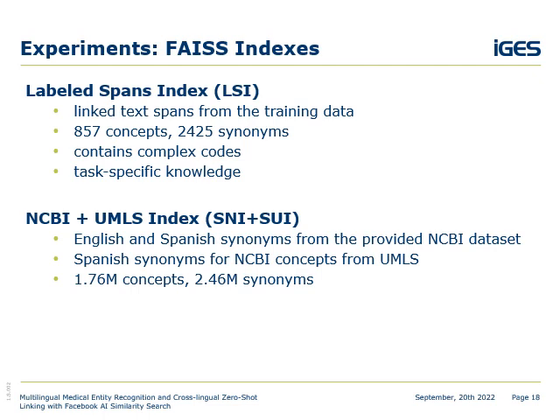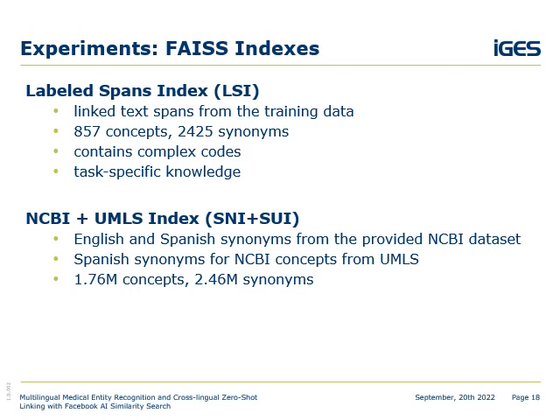It can also deal with the complex codes that appeared in the training data. Overall, this index has about 850 concepts and 2,400 synonyms. The second index is much larger. It contains all the English and Spanish synonyms from the provided NCBI dataset.